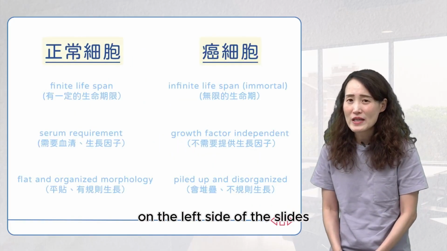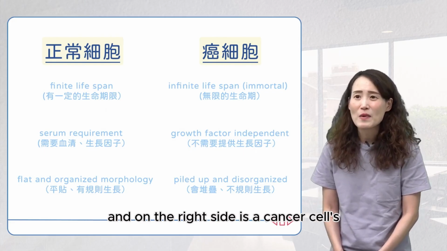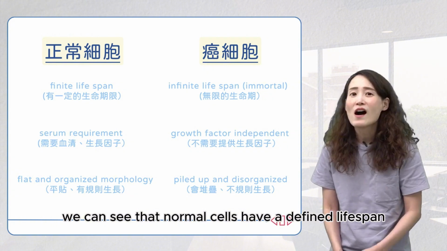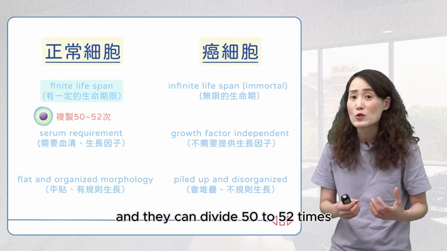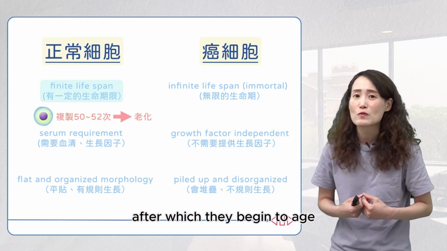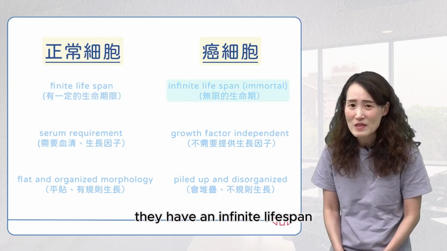On the left side of the slides is the cellular characteristics of a normal cell, and on the right side is a cancer cell's characteristics. We can see that normal cells have a defined lifespan, and they can divide 50 to 52 times, after which they begin to age. However, cancer cells are different. They have an infinite lifespan.